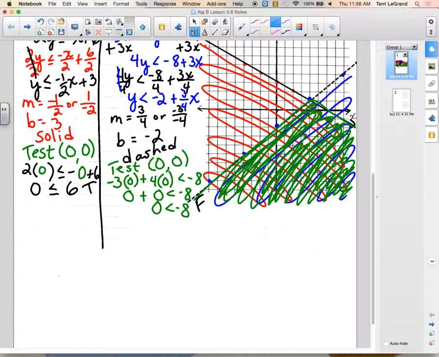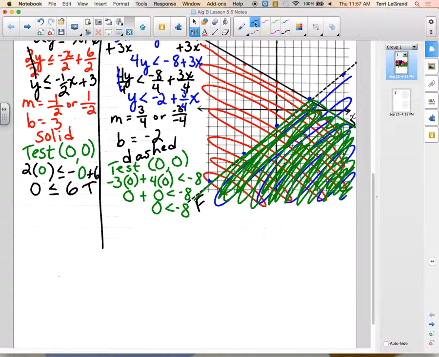Now, I want us to do a test point from our overlap region, because that should give us a little bit of extra confidence that we have the right solution region. So let's pick a point that's down in this region and test it. Okay, let's test. So anybody want to pick a test point? Can't be 0, 0 this time, it's not in there, sorry. Brighton?